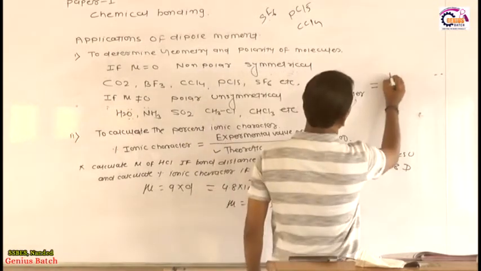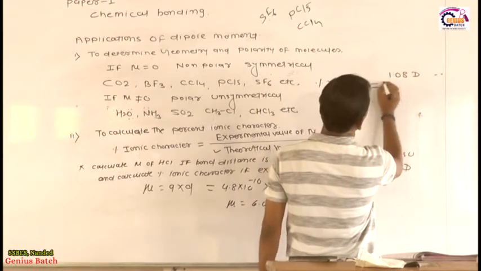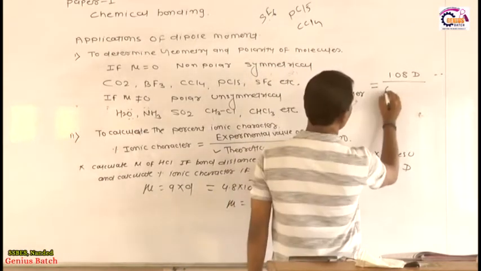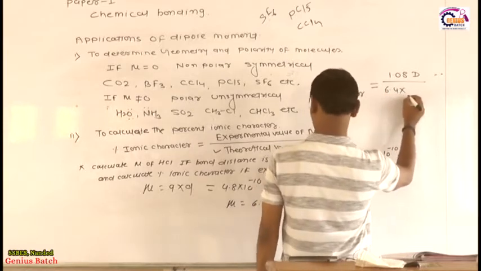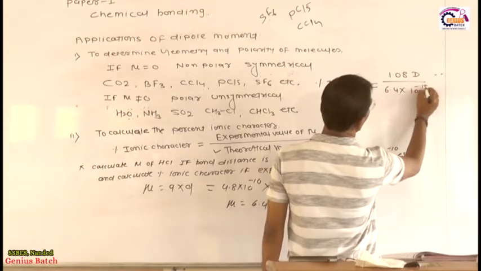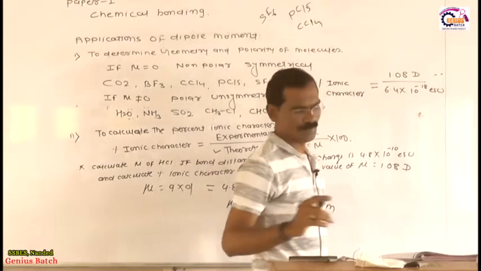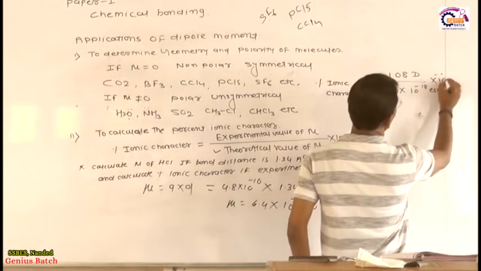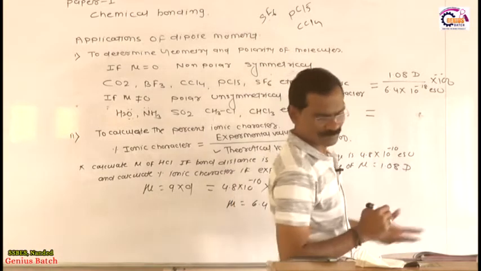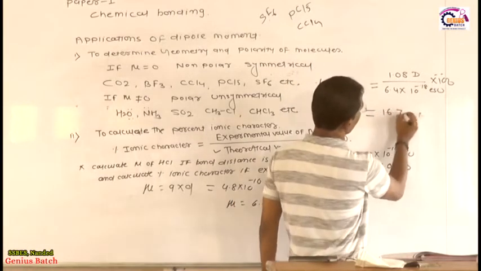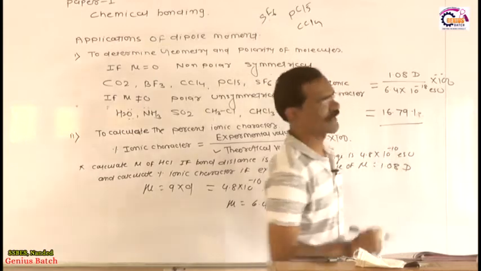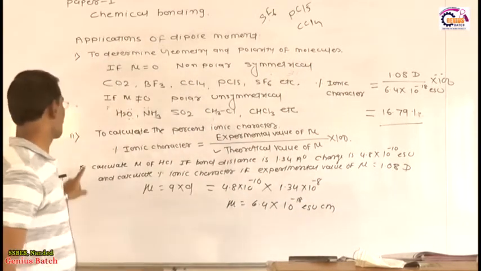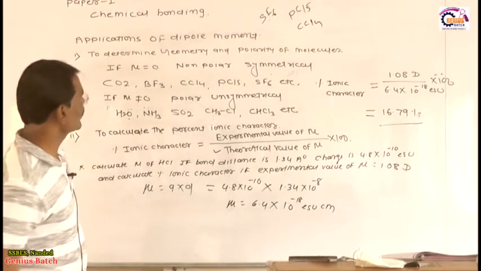So therefore, 1.08 D, converted, divided by 6.4 into 10 raised to minus 18 ESU, into 100, and finally the answer becomes 16.79%. You calculate it at home, and manage the unit. So this is the second application, using the dipole moment to calculate the percent ionic character.